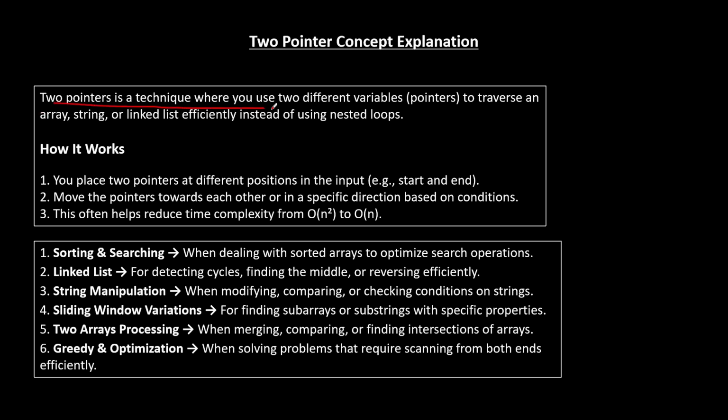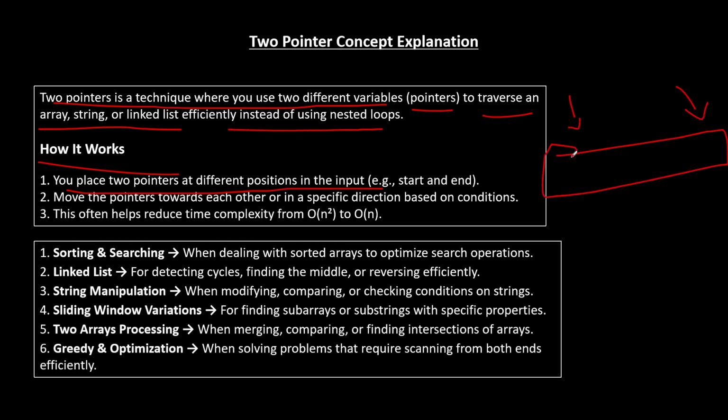Two pointer is a technique where we use two different variables, which will be pointers obviously, to traverse an array, string or linked list efficiently instead of using nested loops. How does it work? You place two pointers at different positions. The common one is the starting position of the array and the ending position of the array. Move the pointers towards each other in a specific direction based on the conditions. This also helps in reducing the complexity from O of n square to O of n.